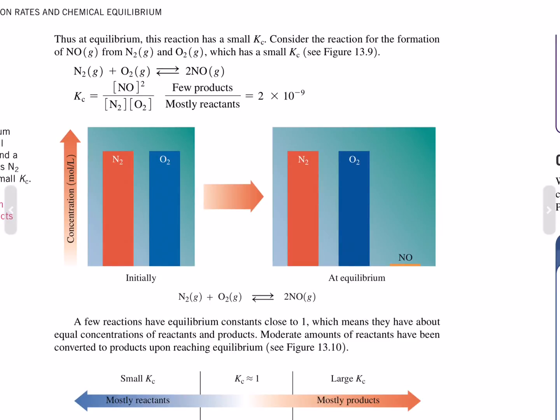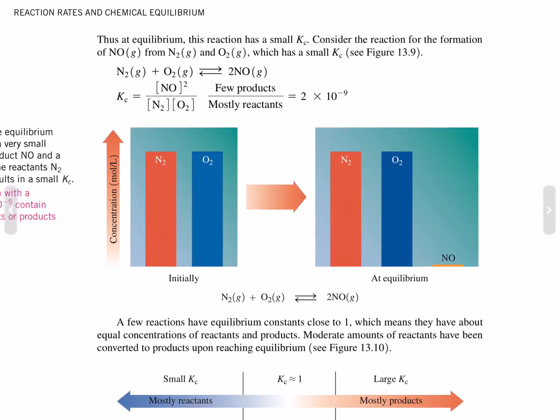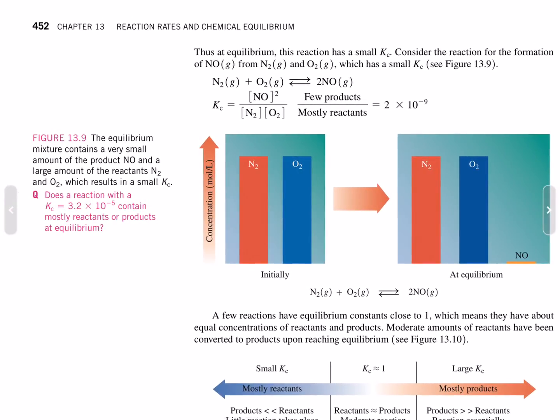Consider the reaction for the formation of nitrogen oxide from nitrogen and oxygen, which has a small K sub C. Figure 13.9. The equilibrium mixture contains a very small amount of product, nitrogen oxide, and a large amount of the reactants nitrogen and oxygen, which results in a small K sub C.